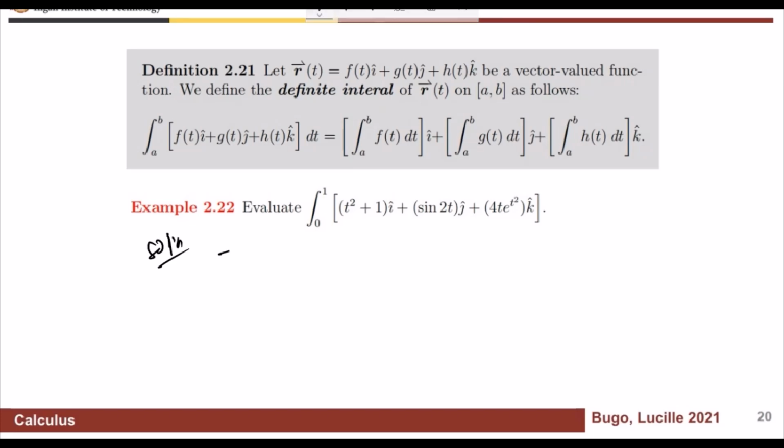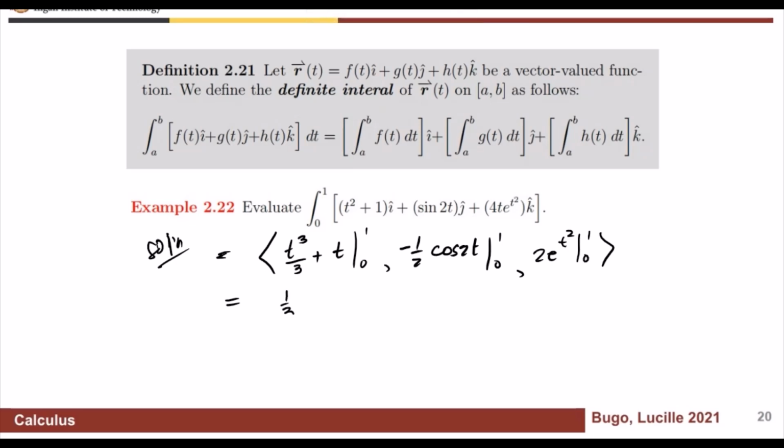what we do here is we integrate component wise. So this is equal to t cubed over 3, evaluated from 0 to 1, and then the integral of sine 2t is negative 1/2 cosine 2t from 0 to 1, and then the integral of 4t e^(t²) is 2e^(t²).